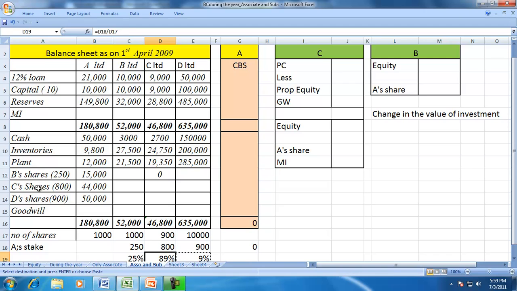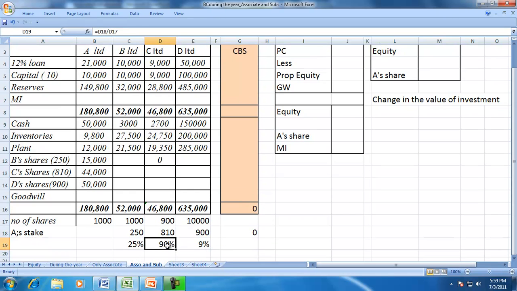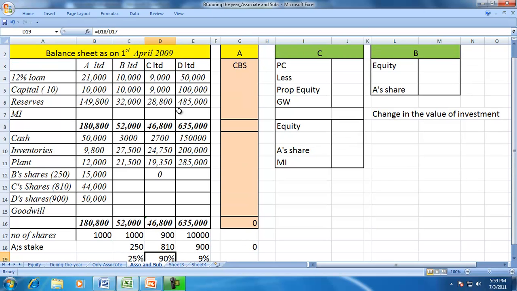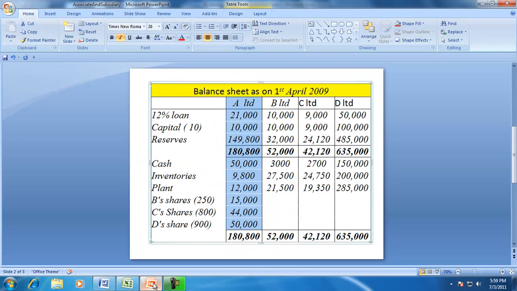Maybe for the sake of simplicity we can make this 810. So therefore it becomes exactly a 90% stake in C. That means C is a subsidiary of A, B is the associate of A, and D is just an investment. So let us make the change here too. So this is 810.